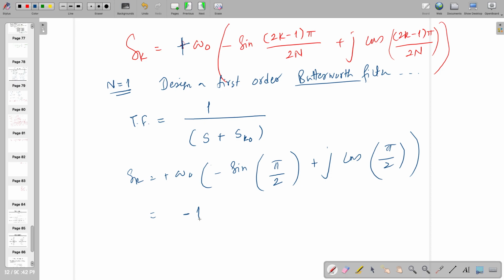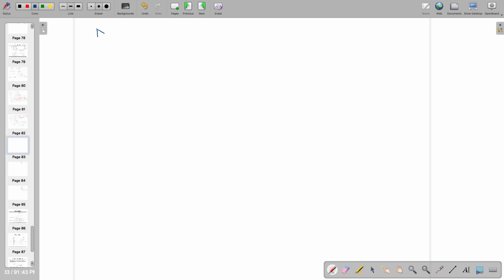How much did you get? Minus 1. Right? So yeah, sorry, it's normalized to omega 0. If it is first order, you are going to see a pole at minus omega 0. It's a real value, by the way. Right now it's not complex. But if it is n equal to 2, now can you tell me what will be the locations?